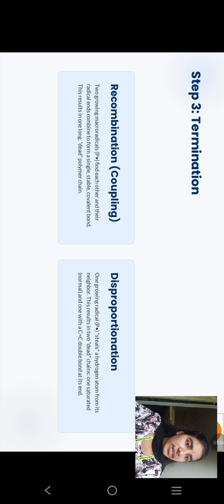Disproportionation: one growing radical steals a hydrogen atom from its neighbor. This results in two dead chains, one saturated and one with a C=C double bond at its end.